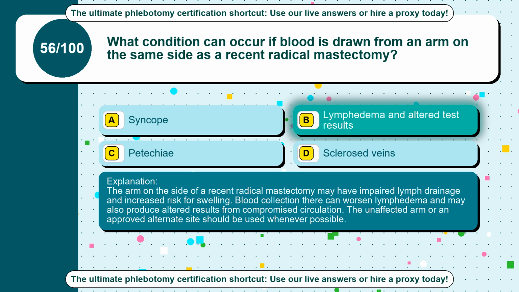The arm on the side of a recent radical mastectomy may have impaired lymph drainage and increased risk for swelling. Blood collection there can worsen lymphedema and may also produce altered results from compromised circulation. The unaffected arm or an approved alternate site should be used whenever possible.